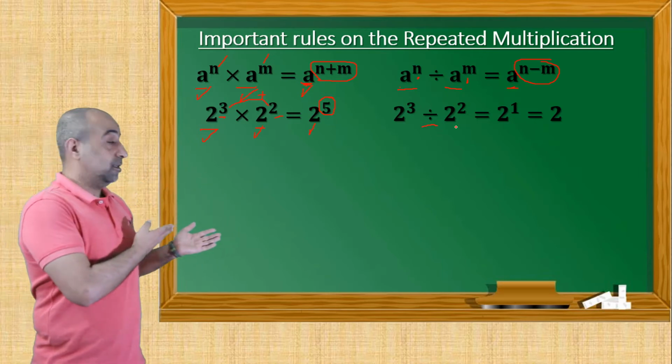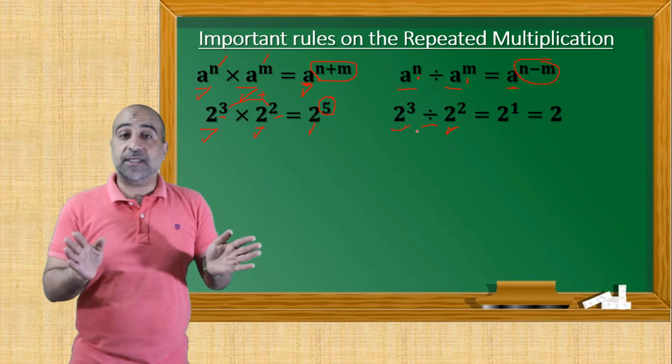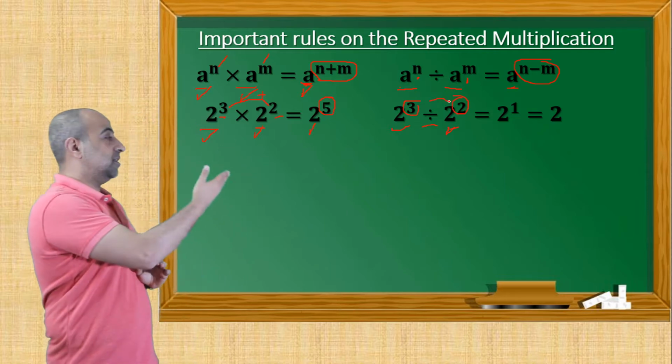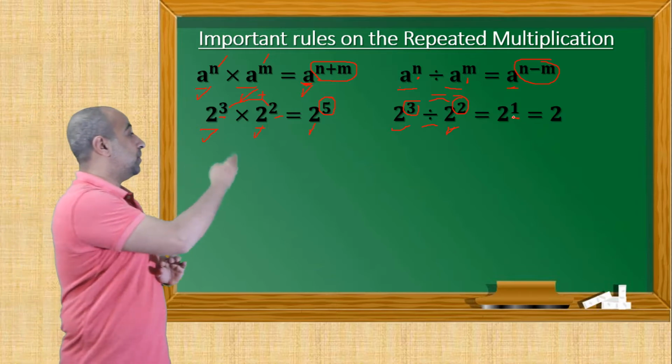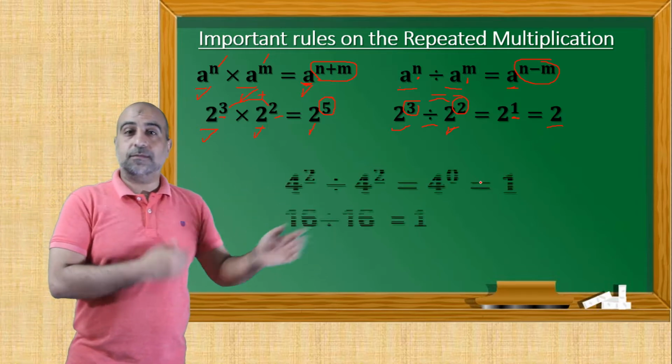2 to the power of 3 divided by 2 to the power of 2. The two bases are equal. Then we will find the difference between the two powers. The result will be 2 to the power of 3 minus 2 equals 1, which is equal to 2.